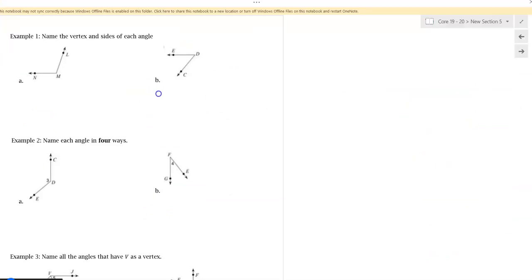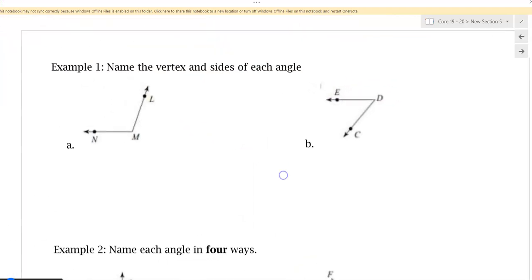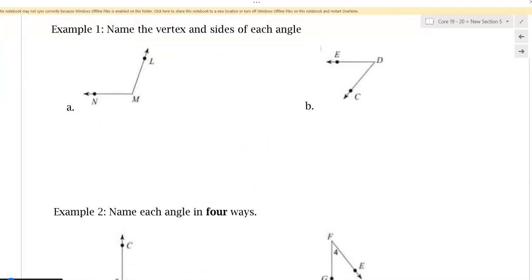Looking here, we're going to name the vertex and sides of each angle. Remember, your vertex is your shared point. So here's my shared, right? This is N and M, and this is L and M. My vertex is that middle point M. Just the letter M.